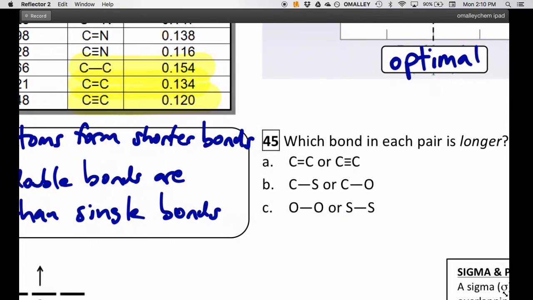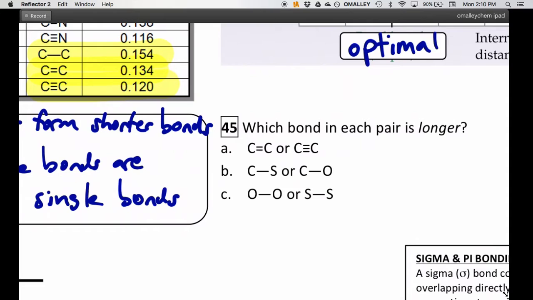So just to make sure we've got this, let's compare the pairs in question number 45, which asks which bond in each pair is longer. Well, the double bond is going to have those carbon atoms further from each other than the triple bond. So based on the second generalization we wrote over here, the first one is the answer to choice A. For B, we have a carbon-sulfur bond versus a carbon-oxygen bond, so they're both with carbon, and we want the one that's longer, so that must mean we're looking for the atom that's larger. So sulfur versus oxygen, it's going to be the carbon-sulfur bond that's longer in this case.